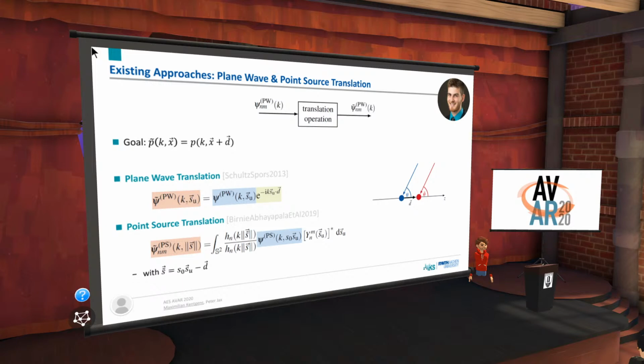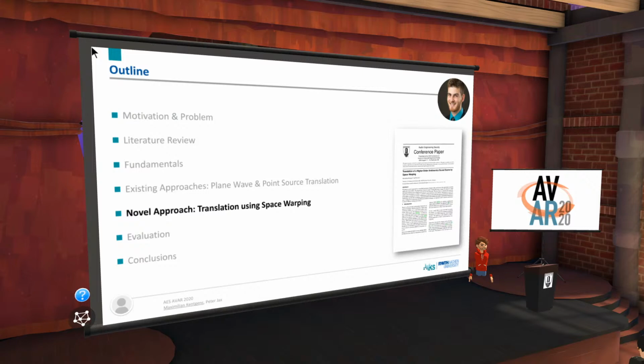I won't go into detail about this now, but one interesting fact is that the point source translation has some structural similarity with what I'm going to present now. So now you know the plane wave and point source translation methods. Now I'm going to introduce our novel approach, which is translation using space warping. So what is space warping?